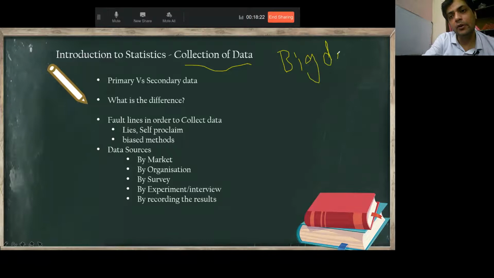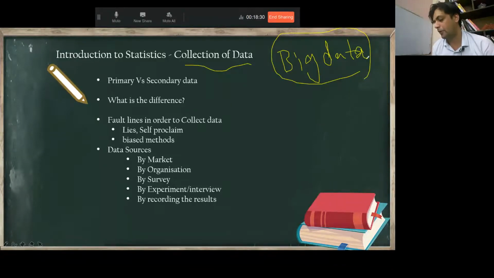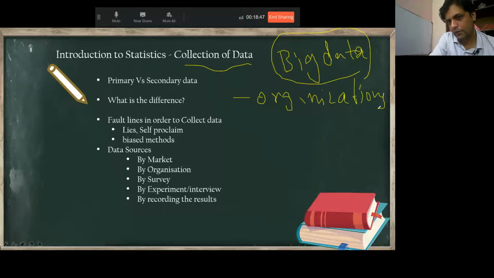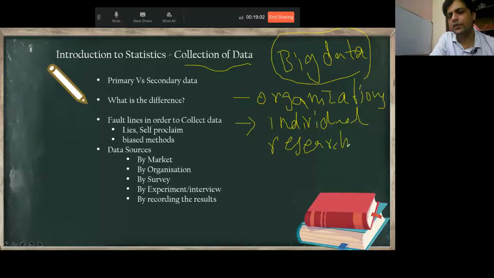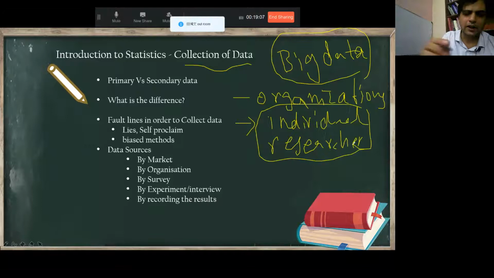Because data is important, collection must be important, right? You should collect the data in an appropriate way. There are different options from where you can collect the data. One, you can collect the data from different organizations, or from different individual researchers. For example, if I'm working on something and I already collected the data, you can get the data from me because I used it in some paper, and then you say, okay, I also want to analyze this, so can you share your data?